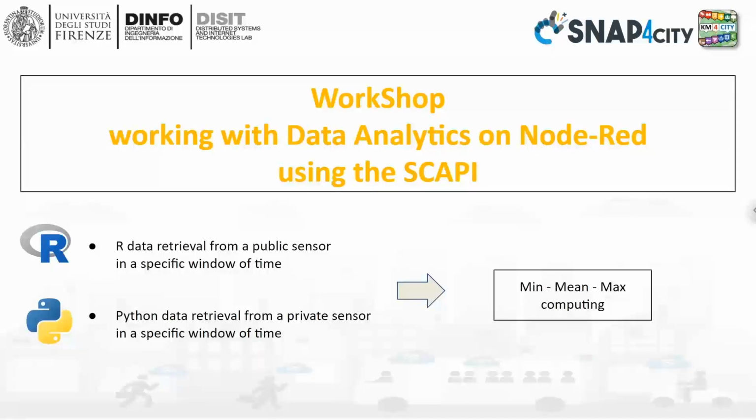The first example is about data retrieval from a public sensor, and the other is about the data retrieval from a private device inside the Snap4City platform, both in a specific window of time with the goal of obtaining some simple statistics that are the minimum, the mean and the maximum of the sensor values in the specific window of time.